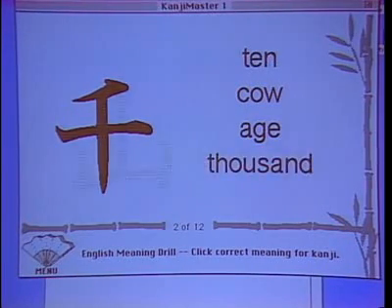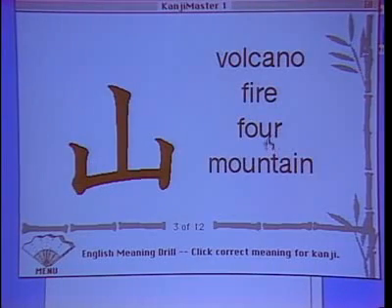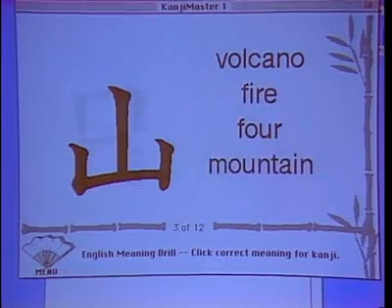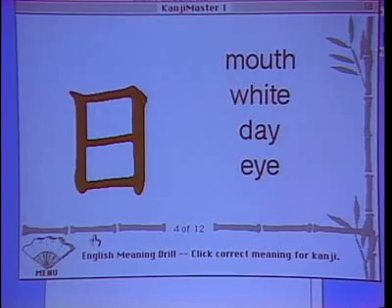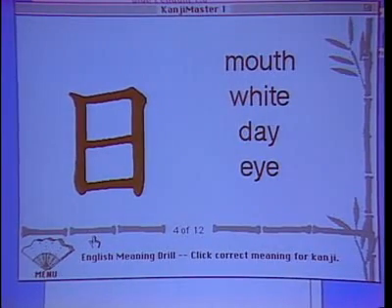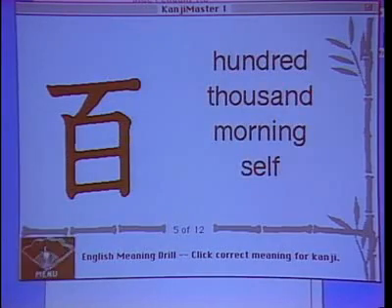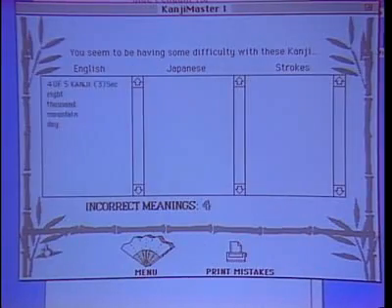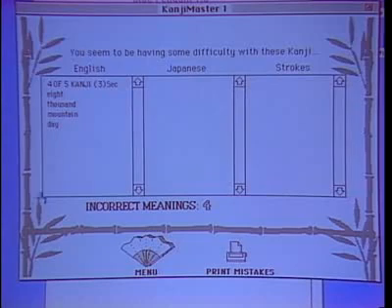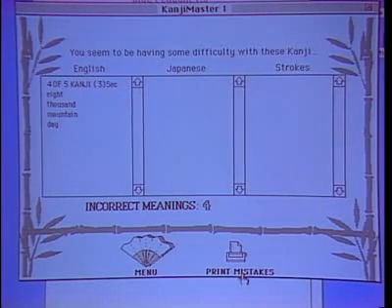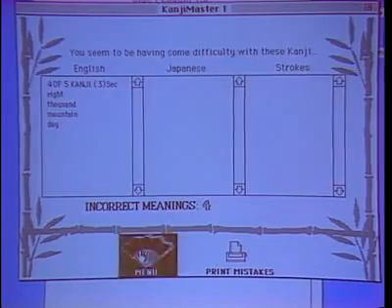If you're right, it'll tell you, and like that. In addition to that, you can do a lot of other things with it. For example, you can do the same thing in Japanese. By the way, this shows me all the ones I missed, and I can print them out, and I can create a subset of these and practice on just what I missed.